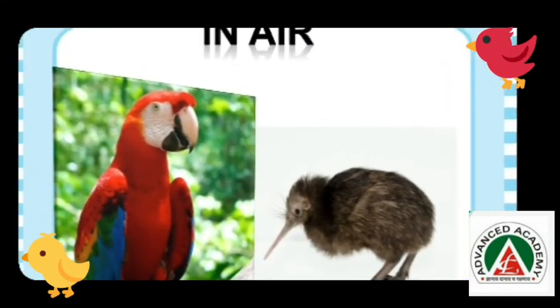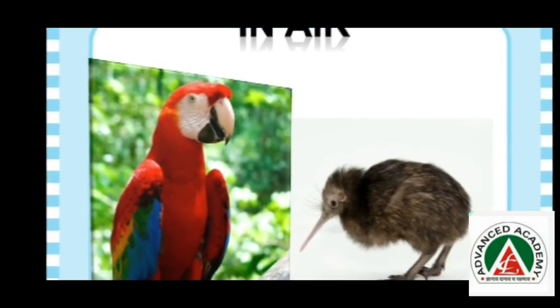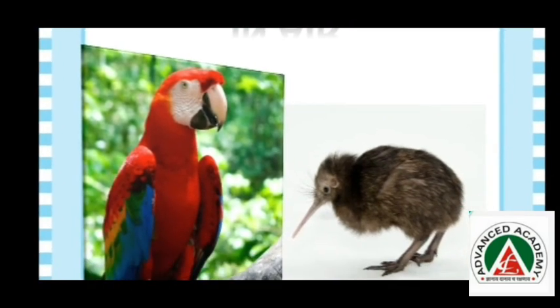Movement of animals in air. Birds, insects, bats, etc. move in air. Birds move with the help of their wings. Wings are covered with feathers and are attached to the breastbone. Birds also have strong hollow bones filled with air and powerful flight muscles.